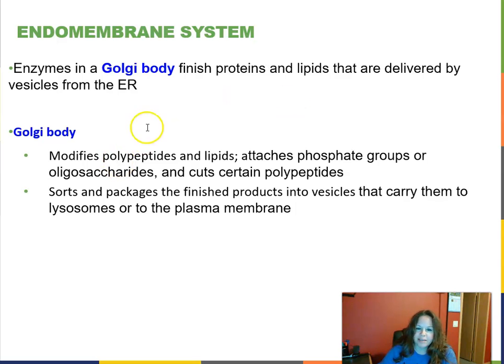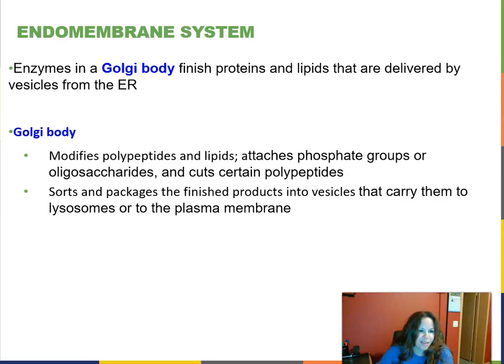So the Golgi body's job then is to modify those polypeptides and lipids, and it might need to attach little chemical groups like a phosphate group, and it can sort and package things and then bubble off into a vesicle and can send things into the cell or to the plasma membrane to be shipped out of the cell as well. So some places we see this called the Golgi body, sometimes they're called just Golgi, and sometimes Golgi apparatus.